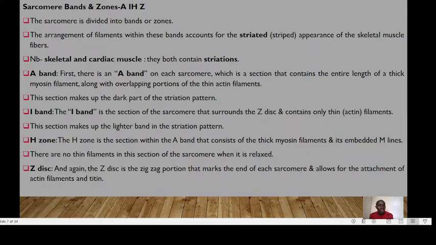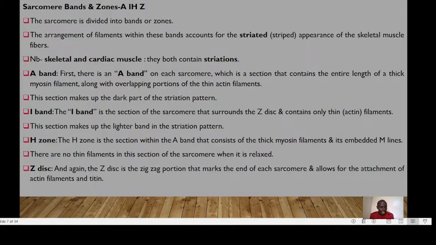So when looking at these different regions, we have the A band, which is the first one on the sarcomere, and this section contains the entire length of the thick myosin filaments along with the overlapping portions of the thin actin filaments. These sections make up the dark part of the striation pattern. So the skeletal muscles have striations thanks to the A bands. We also have the I bands, and the I band is the section of the sarcomere that surrounds the Z disc and contains only actin filaments. This section makes up the lighter part in the striation patterns.